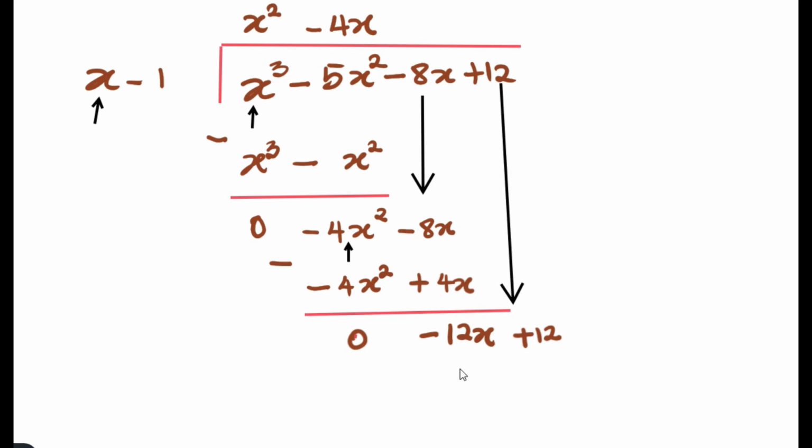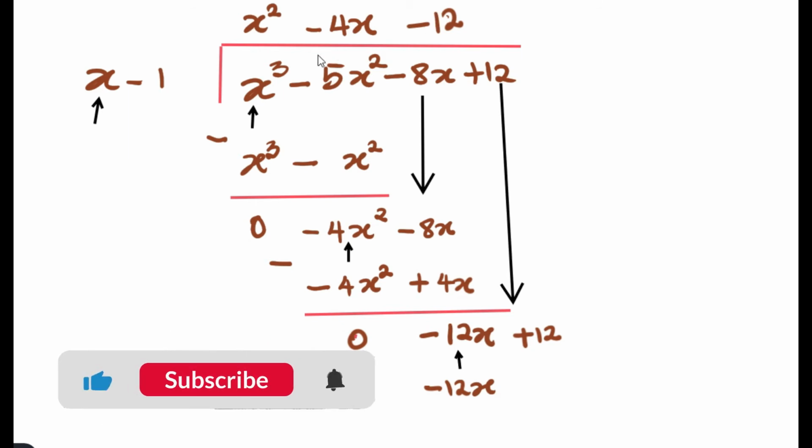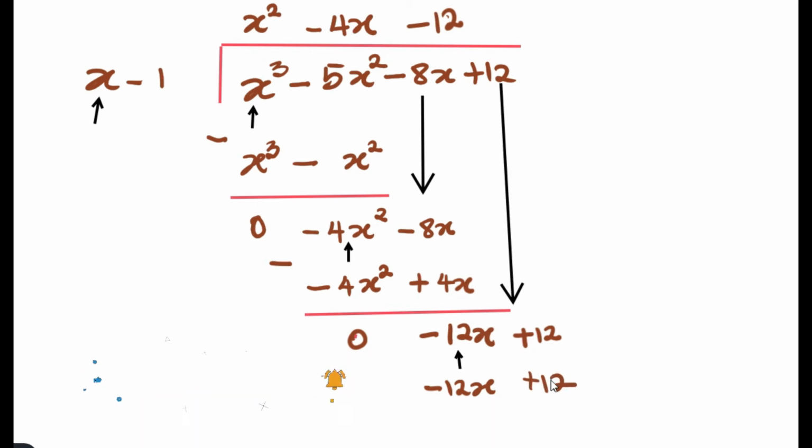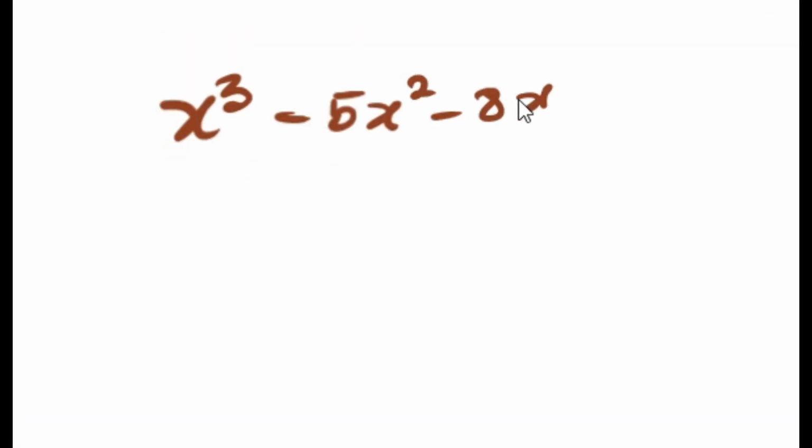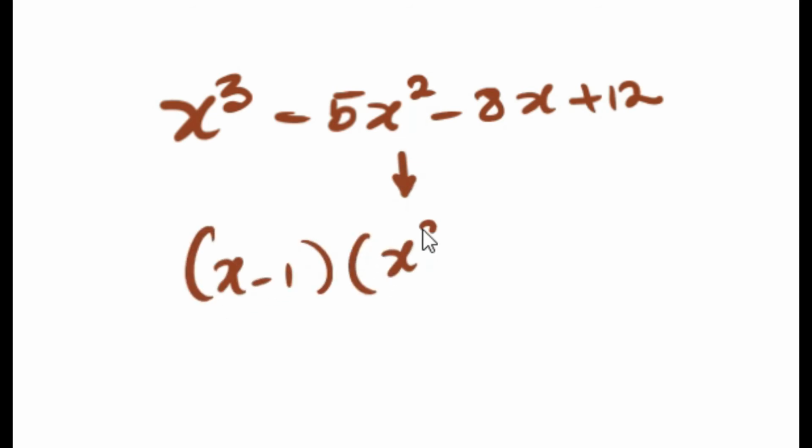We're going to take this negative 12x, and divide it by x, which will give you negative 12. So up here, we're going to write negative 12. Then we'll multiply negative 12 times x, which would give you negative 12x. Then multiply negative 12 times negative 1 will give you positive 12. At the end of it, as you can see, our last values where we subtract, that will be 0 and 0. So therefore, it means that x cubed minus 5x squared minus 8x plus 12 actually gives us x minus 1 times x squared minus 4x minus 12.